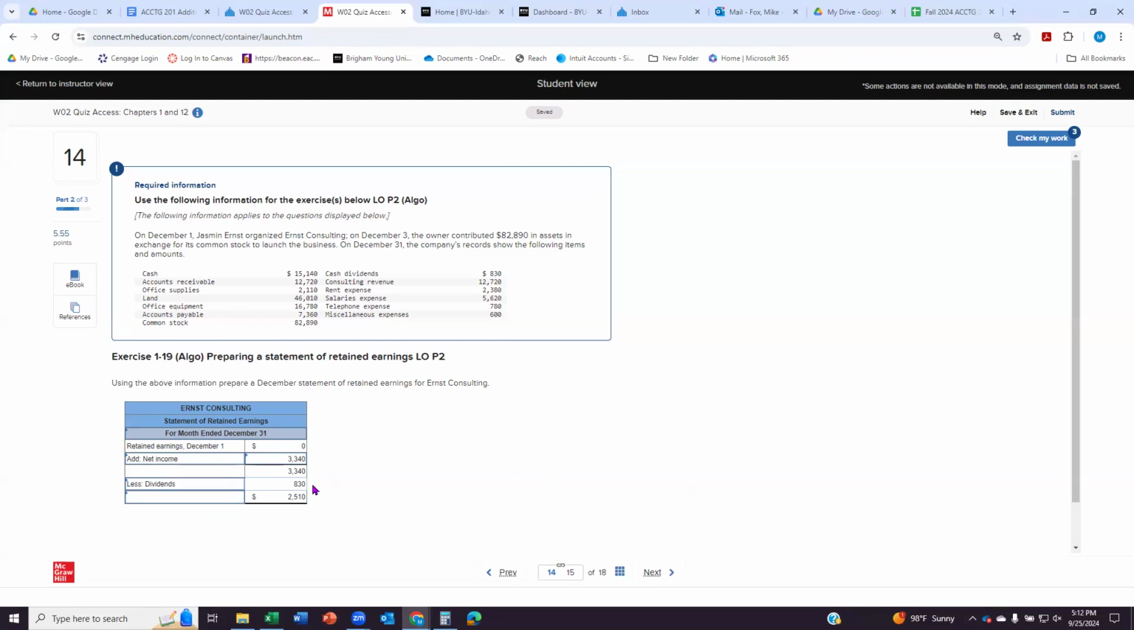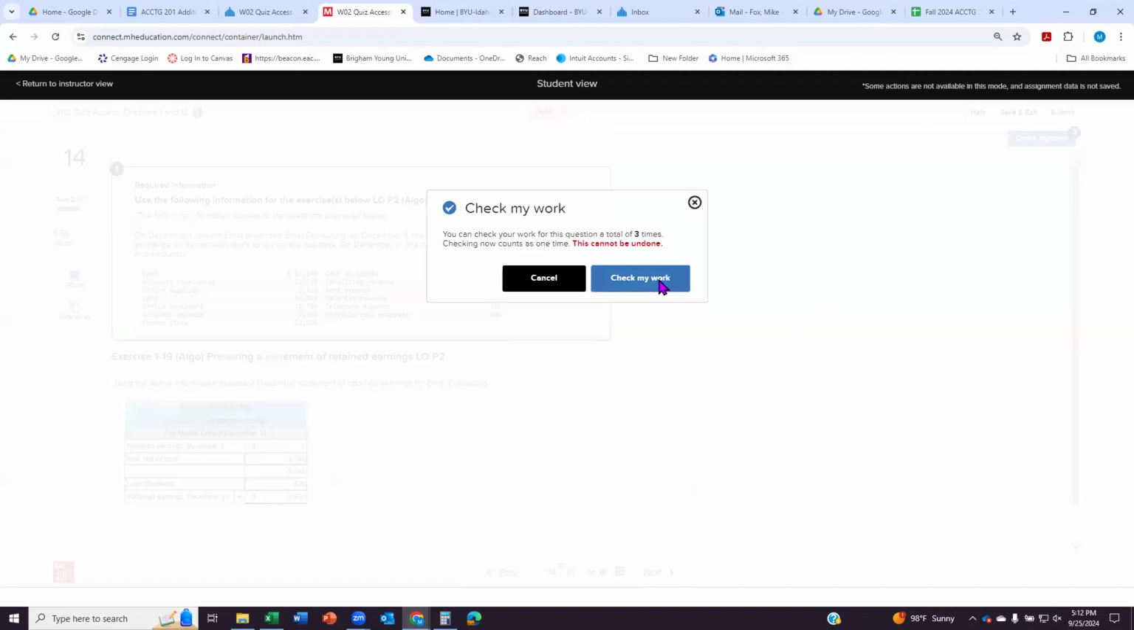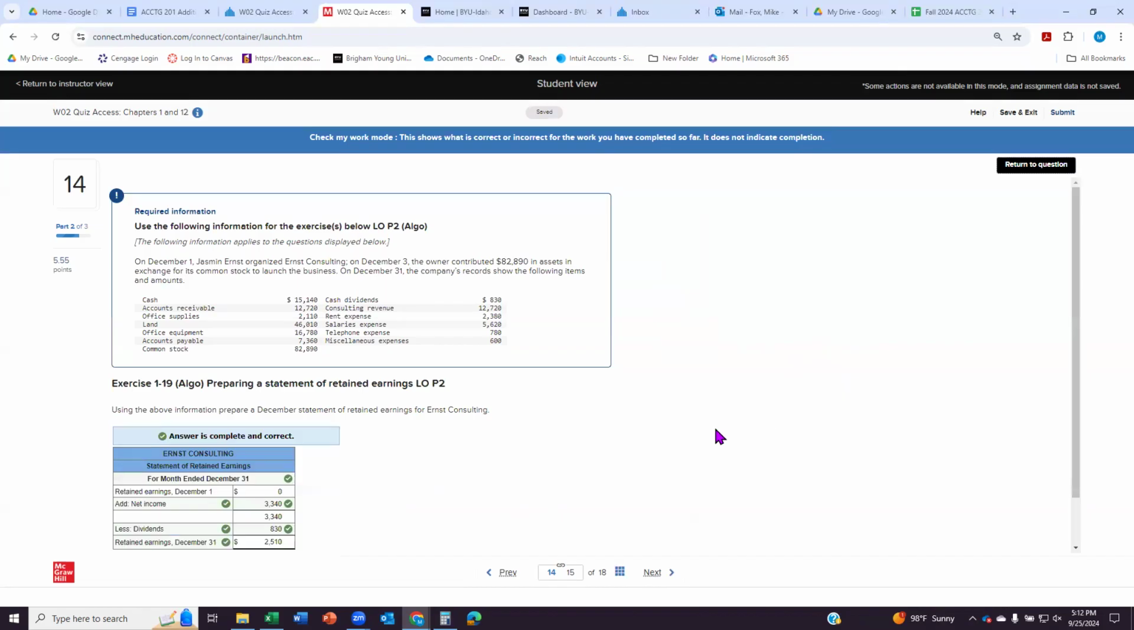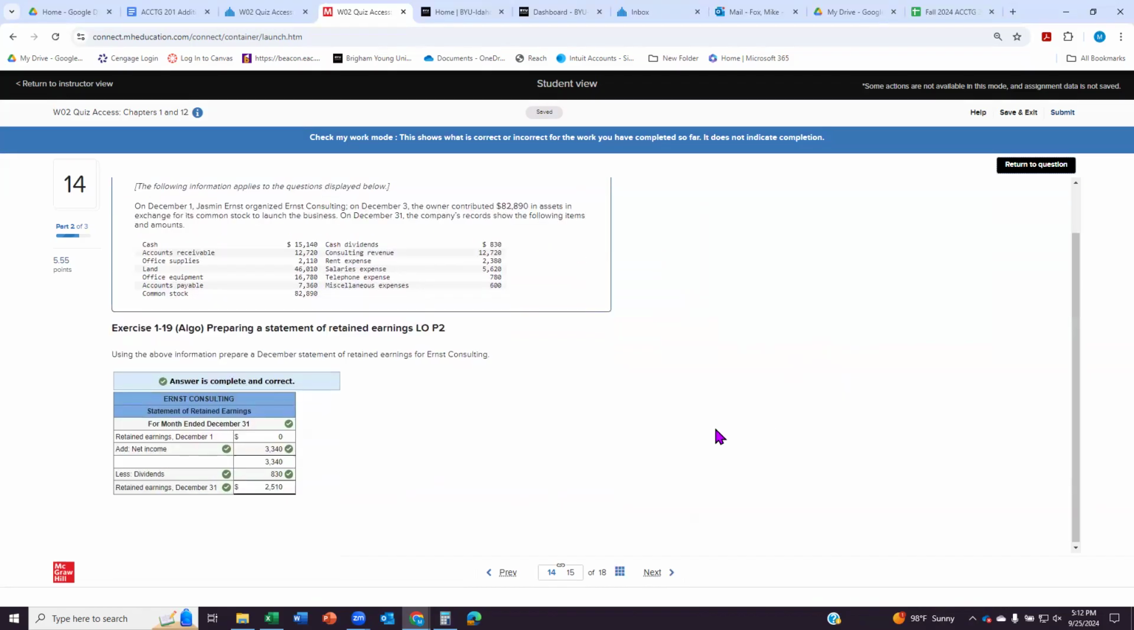And so a statement of retained earnings always shows the retained earnings at the beginning of the period plus any net income minus any dividends gives us our retained earnings at the end of the period. Check my work. Looks like I'm in good shape. So we'll move on now to the balance sheet.